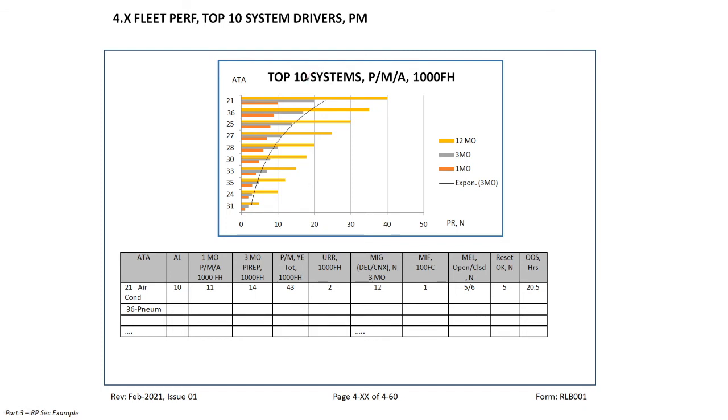Okay, and what we have here, again, is just an example. Top 10 systems, PyRep, MyRep, 1000 flight hours. And definitely, the top driver here is 8821, the second one is 3625, etc. We have information for 12 months, 3 months, 1 month, and exponential, which is 3 months. It means that it is sorted by 3 months.